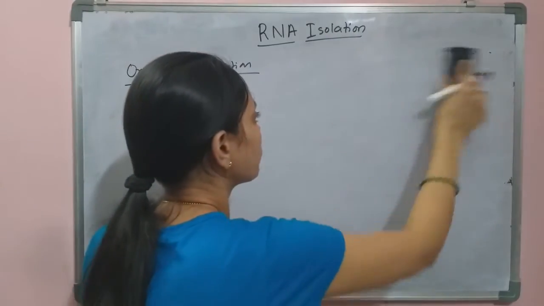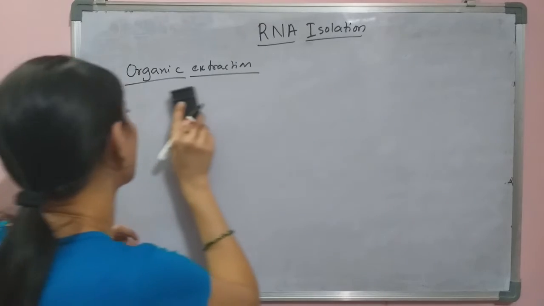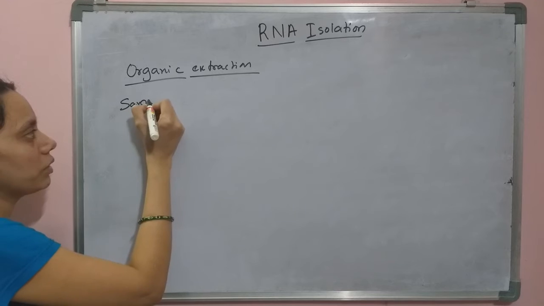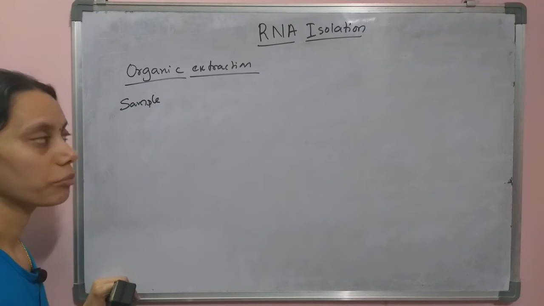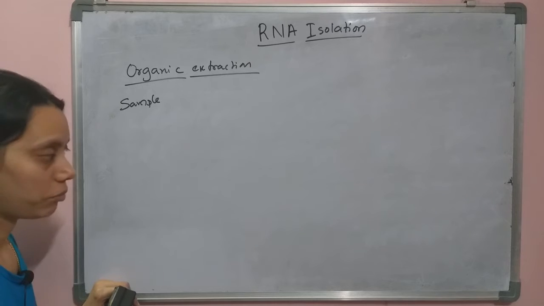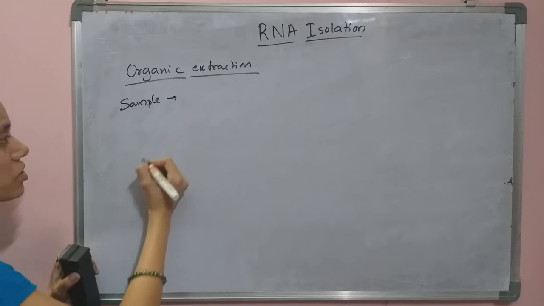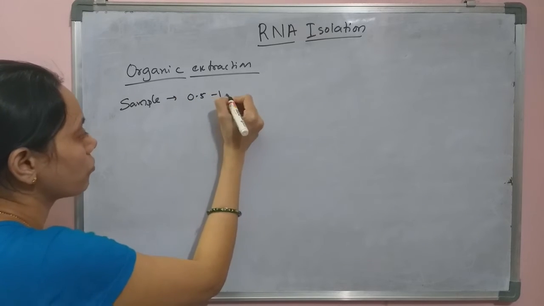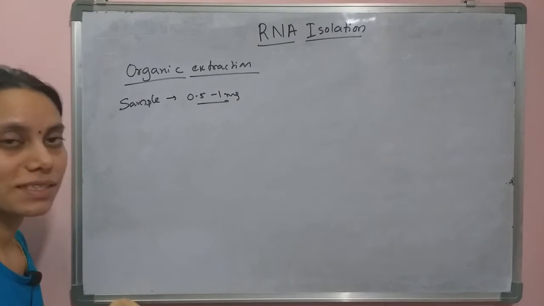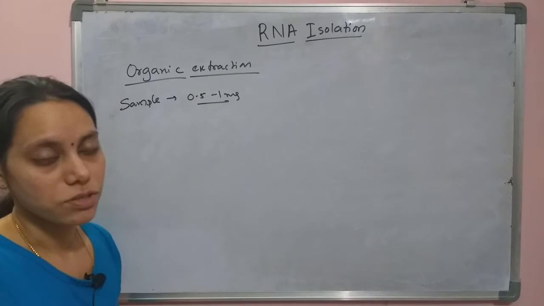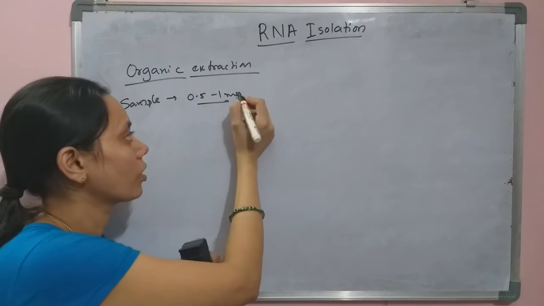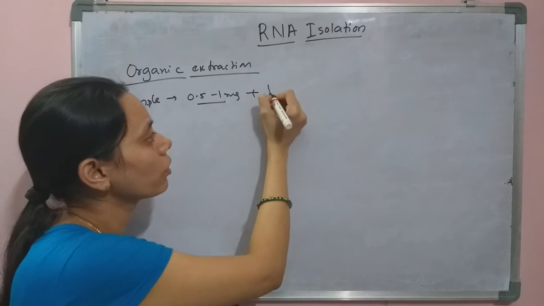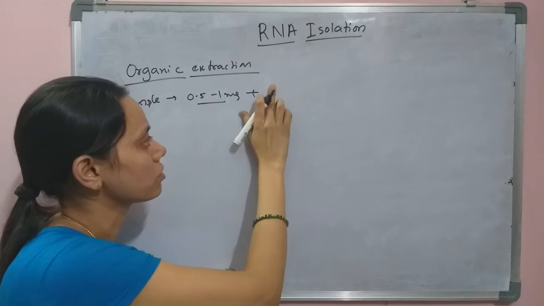For that, we'll be starting with a sample in our hand. So take a biological sample. Let it be a bacterial sample, or maybe plant, or maybe an animal tissue. Generally 0.5 to 1 mg of sample is enough for the RNA isolation, and to this we are going to add TRI reagent.